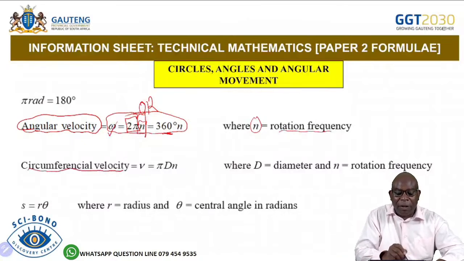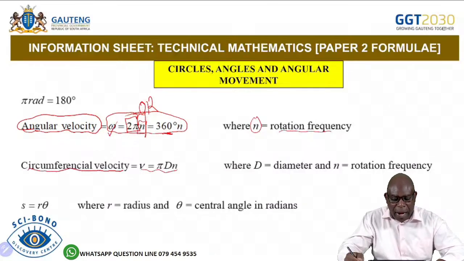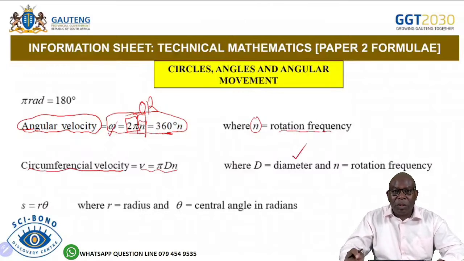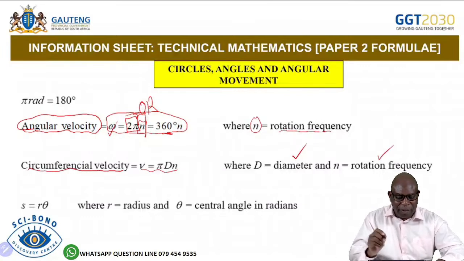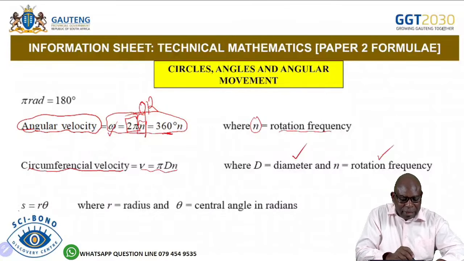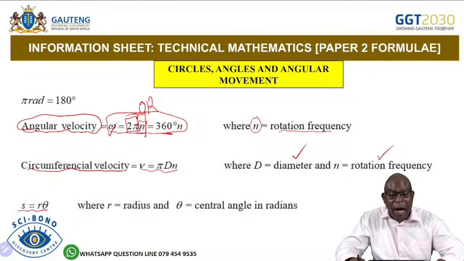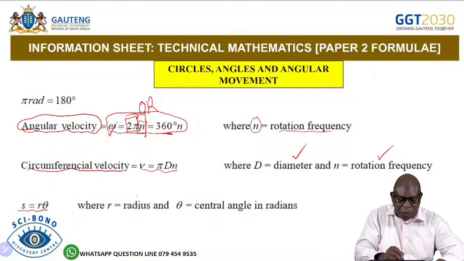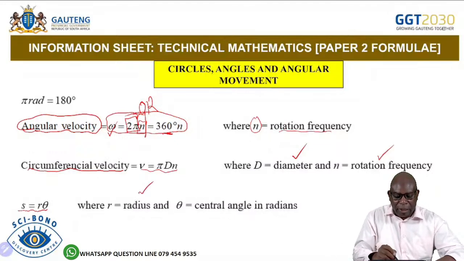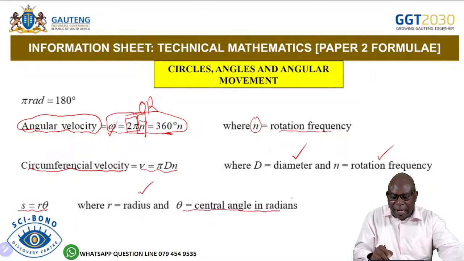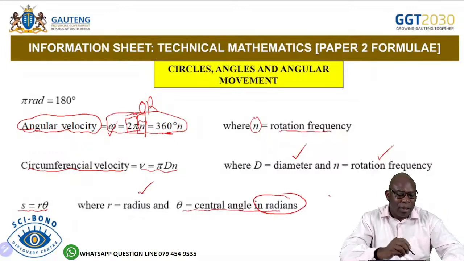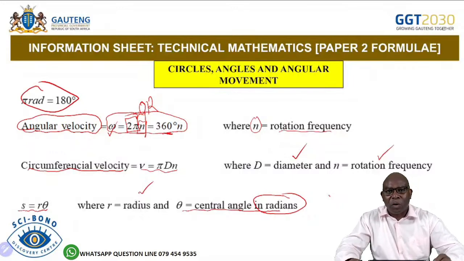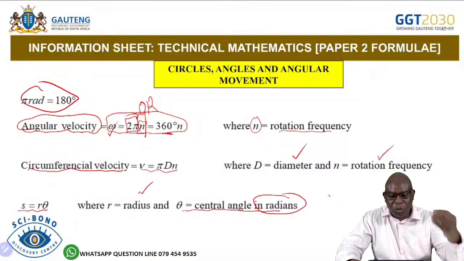Same applies to the circumferential velocity, which is v equals pi D n. D stands for the diameter. They even tell you there that n stands for the rotational frequency. The next one there is S equals R multiplied by theta. They even tell you R is the radius and theta is the central angle in radians. In other words, if it is given in degrees, then you're going to change that by using that formula in there, from degrees to radians.